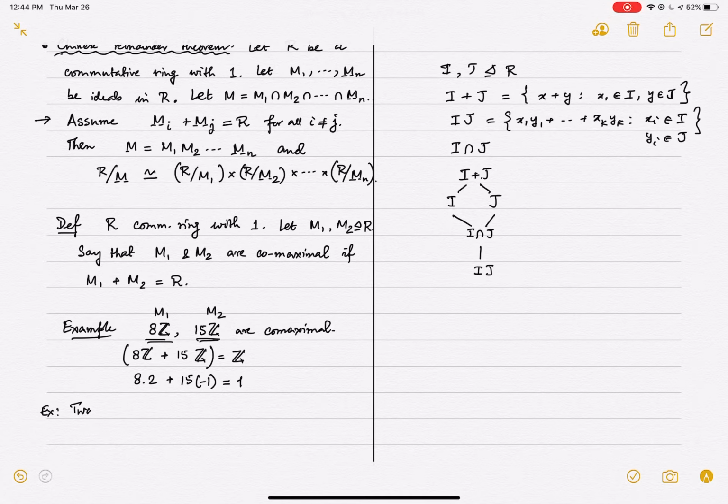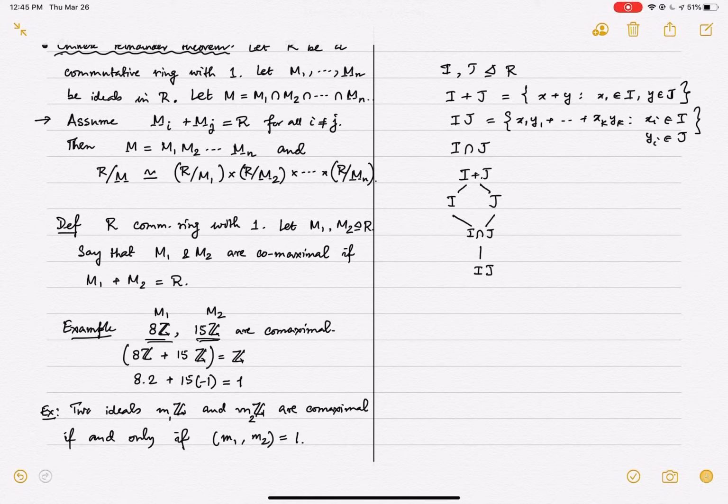So this is what I'm saying. Check this. MZ and NZ are comaximal. Why do I call them MZ and NZ? Let's call them M1Z and M2Z. They are comaximal if and only if the numbers M1 and M2 are coprime. So the GCD is 1. Okay, so that's the comaximality condition. That's how you understand it.